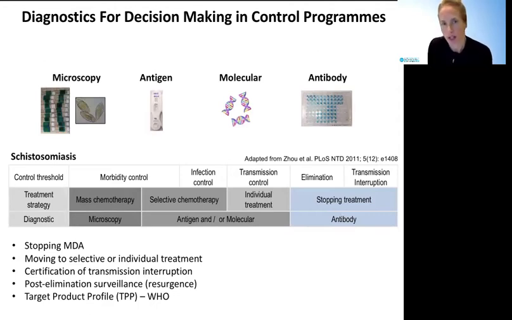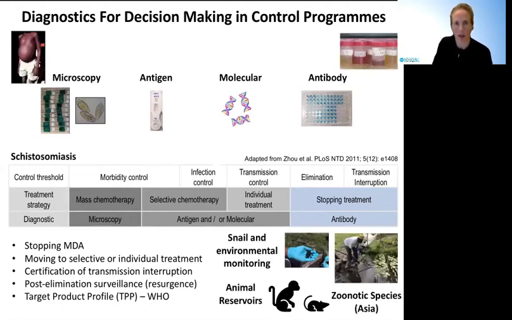So there's four main categories of diagnostics that can be developed or used for schistosomiasis, including microscopy, antigens, molecular and antibody tests. And these can be used at different stages of control to support decision-making within the control programs, such as stopping MDA, moving towards more selective and individual treatments, when and how to certify transmission interruption, and how to monitor resurgence. And over the next few weeks, the WHO is planned to publish the target product profile for diagnostics for schistosomiasis, which will help to guide some of the development and implementation of those diagnostics going forward.